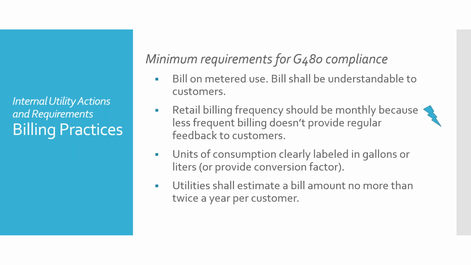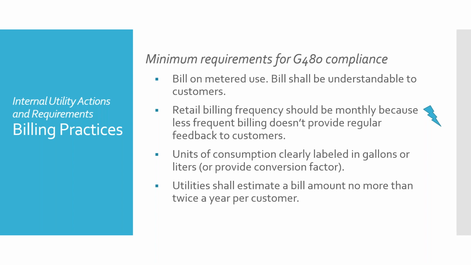A big change here is in the previous version, the minimum billing frequency was bi-monthly. And we tightened it to monthly for this version of the standard because we really wanted to ensure that customers get regular feedback on their water use. And because sometimes the bill is what's going to signify that they've got a leak. And if their bill doesn't come but every other month, there's going to be a lot of water waste before that leak is detected. It's missing its lightning bolt. I forgot to put it there.